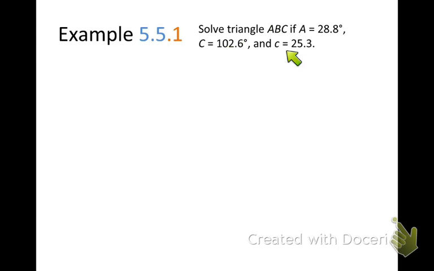What's the easiest thing for me to find? I have two angles and one side. What's the easiest missing piece? The last angle is probably the easiest because all angles in a triangle should add up to 180. So I can find angle B simply by taking 180 minus my 102.6. Keep in mind the capital letters are always going to represent the angles. The lowercase letters are always going to represent the sides opposite to those angles. And then we would subtract 25.3 as well.